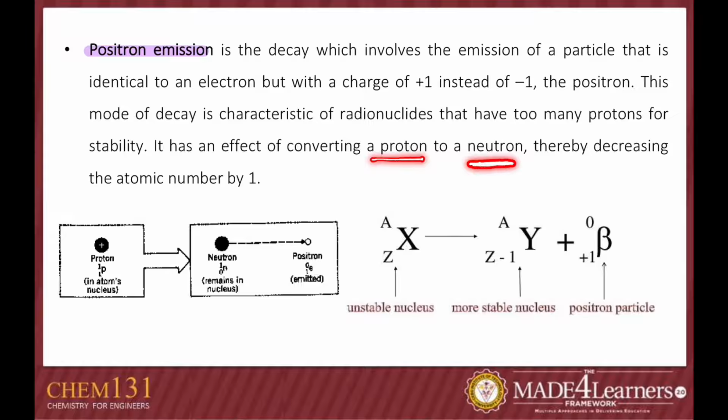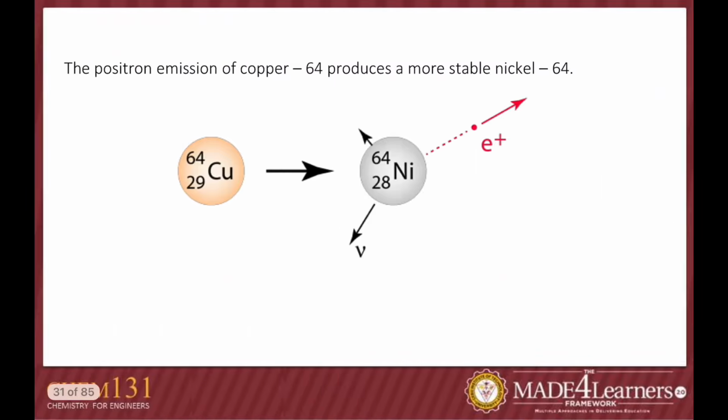So, it's the opposite, right? Earlier, with many neutrons, a neutron is converted into a proton when it undergoes beta decay. In positron emission, there are more protons, so a proton is converted into a neutron. Because of the positron, its mass is 0 and its charge is +1, so the mass number remains the same, but there is a decrease by 1 in the atomic number of the daughter nucleus.